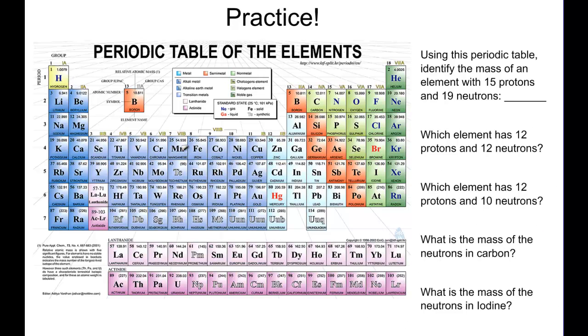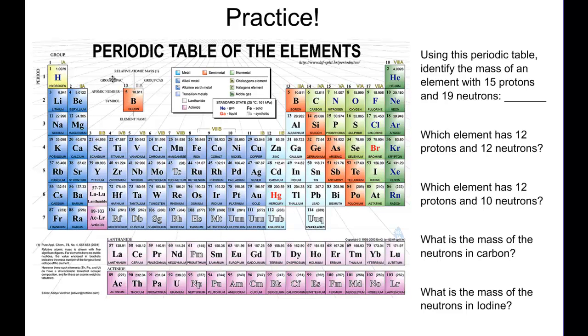So here's some more practice, and here's the periodic table to help you out. Remember to always look at the key to find out what information is where. So using the periodic table, identify the mass of an element with 15 protons and 19 neutrons. Let's figure out what element that is. So 15 protons. Well, atomic number equals number of protons. So right here we can tell that we have phosphorus. So we're going to draw in a P here for phosphorus because that's the symbol that we have here. So that's from my 15 protons. That's where that came from.